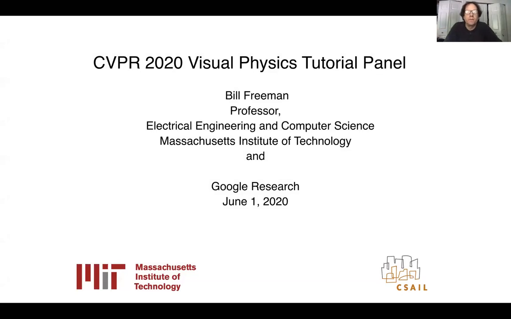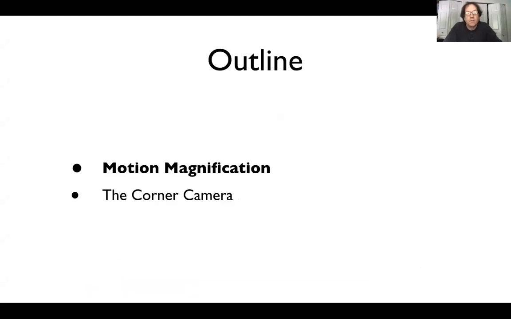I want to give you a few slides before the tutorial panel on the visual physics tutorial. So I want to talk about two things. One is using imaging to look at physics, and the other is using physics to help with imaging, to help create images. An example of using imaging to learn about physics is the motion magnification technique that I developed with Fredo Durand, Mickey Rubenstein, Neal Wadhwa, and others.